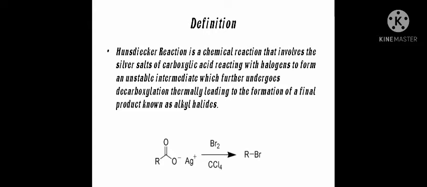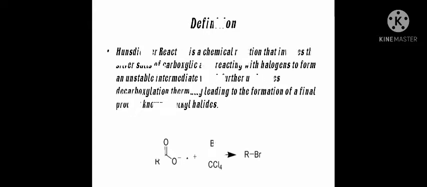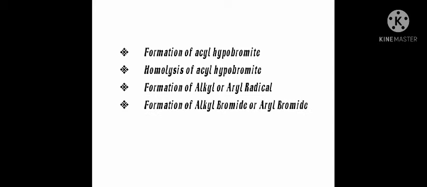This is the general reaction of the Hunsdiecker reaction, but this reaction is carried out in the presence of carbon tetrachloride. Now we enter the important part of this video, that is the mechanism of this reaction. This mechanism is very simple and includes 4 steps: formation of acyl hypobromite, homolysis of acyl hypobromite, formation of alkyl or aryl radical, and formation of alkyl or aryl bromide.